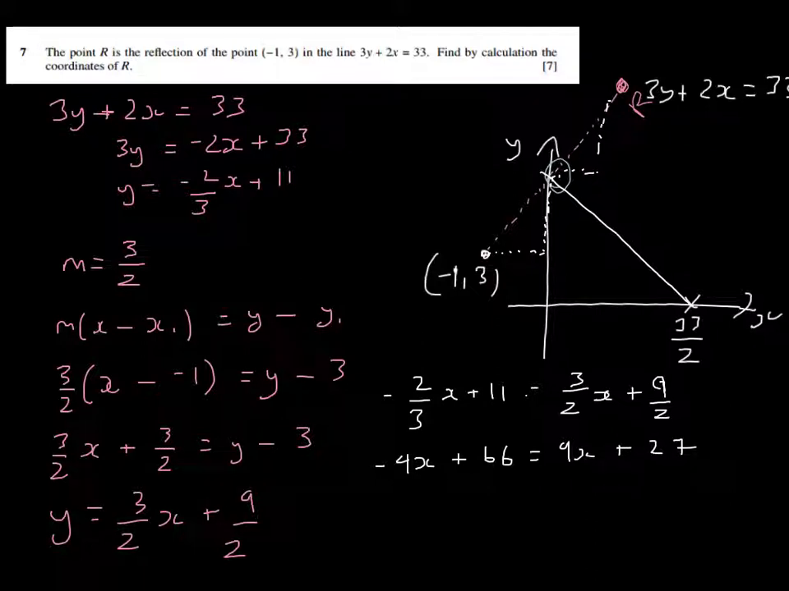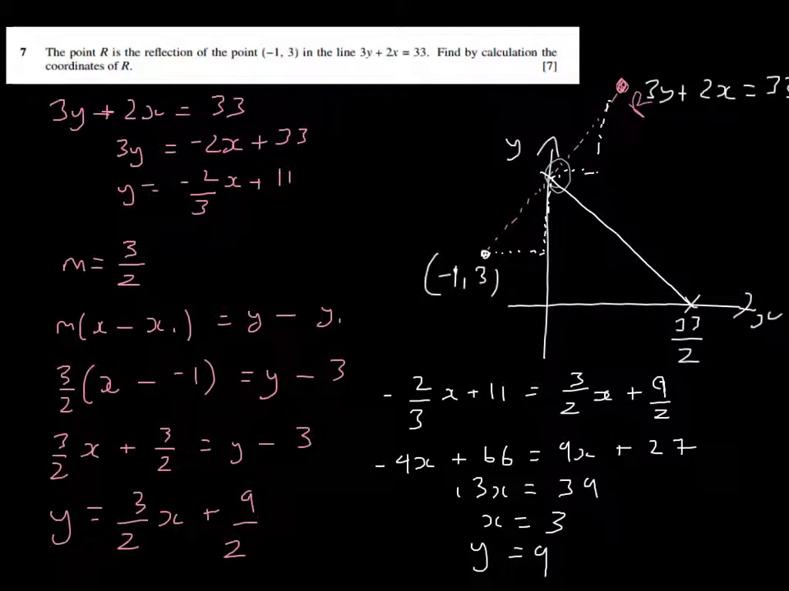If I group the x's together and the numbers together and solve that, I'm going to get 13x equals 39. Okay, so x equals 3. To get the y value at that point, I can use either of the equations. Let's say we put it into this equation here. If I put x equals 3 into here, I'm going to get negative 2 plus 11, so that's going to give me 9.